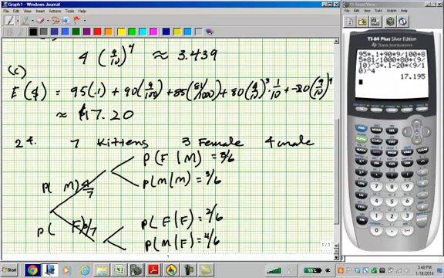This probability is 3 out of 6. This one's 3 out of 6. They add up to 1. This one's 2 out of 6. This is 4 out of 6. They add up to 1. Okay, these 2 probabilities, 4/7 plus 3/7, add up to 1.